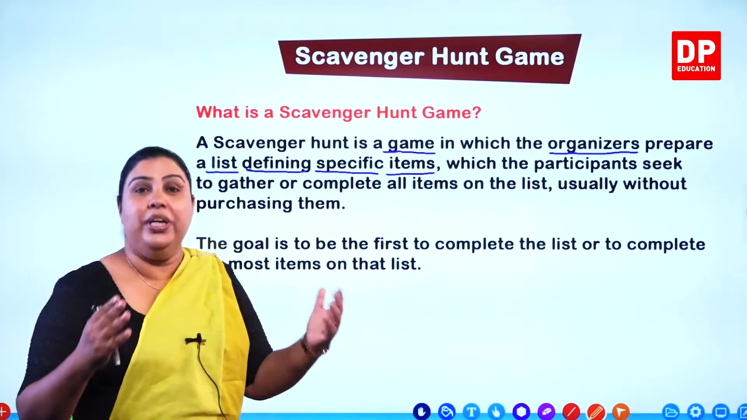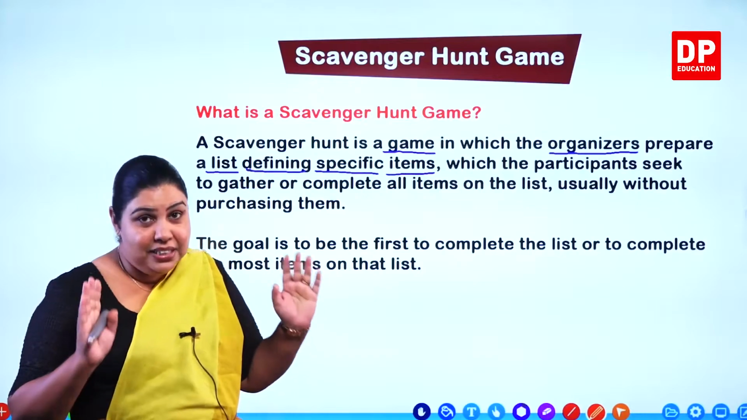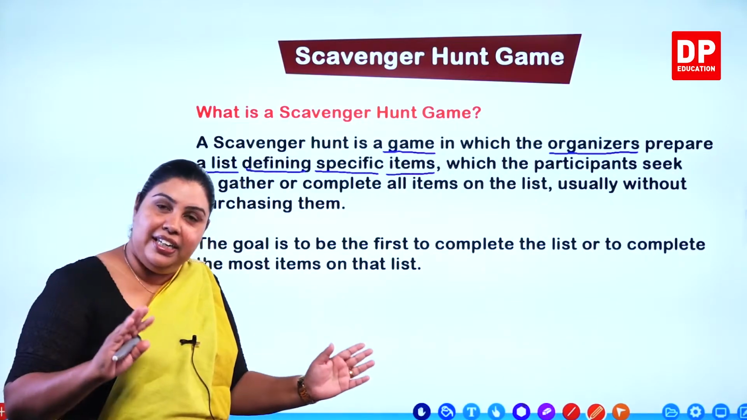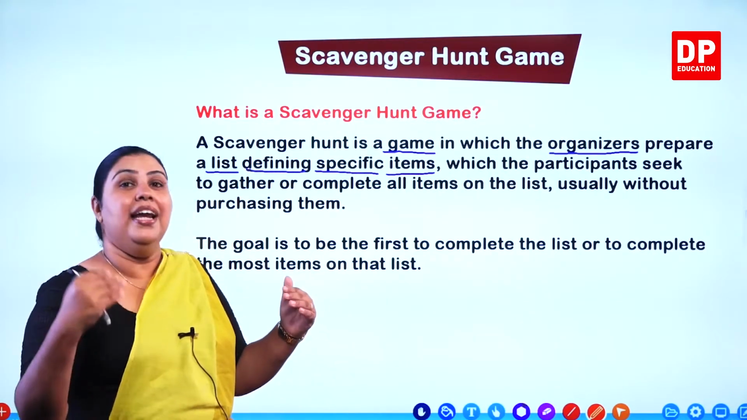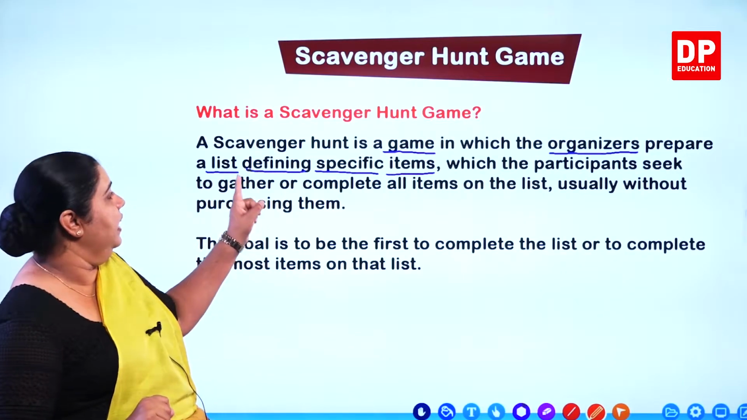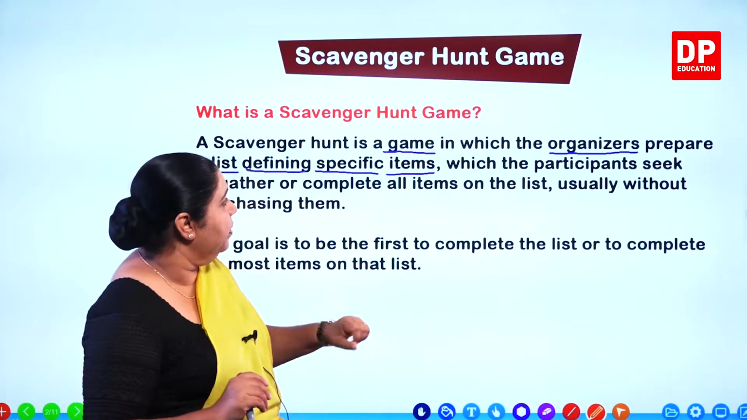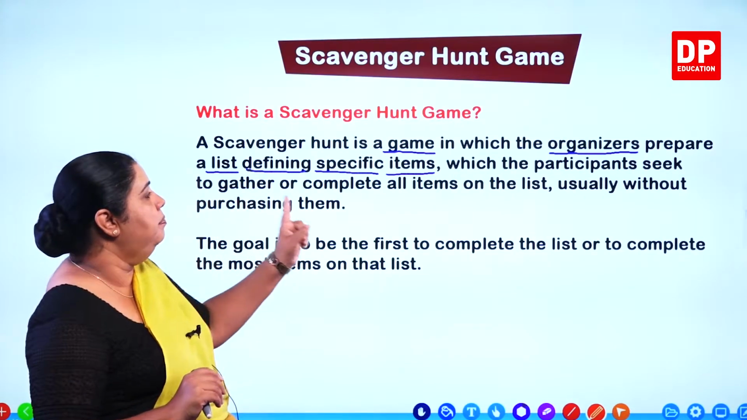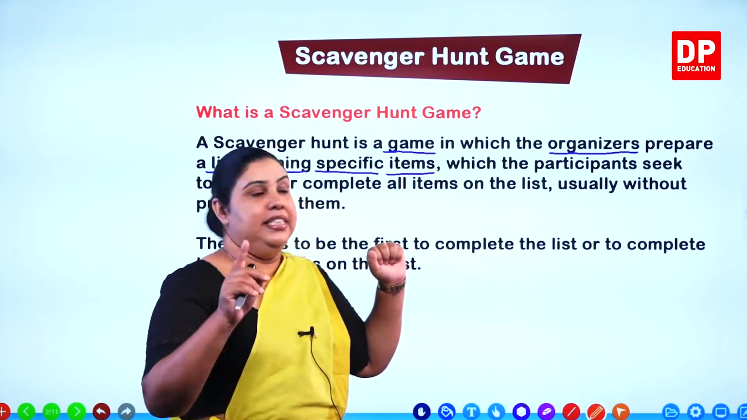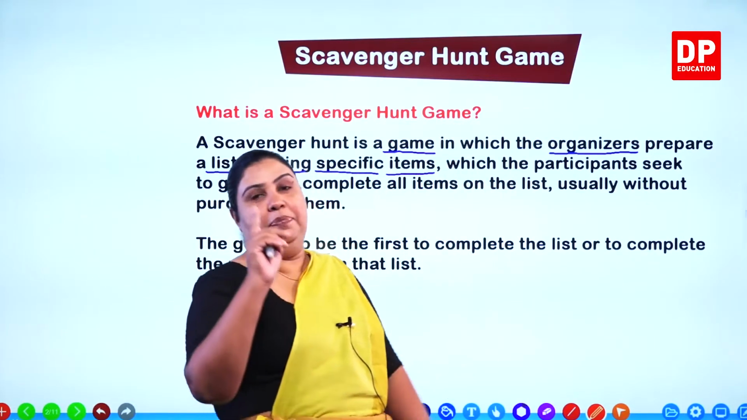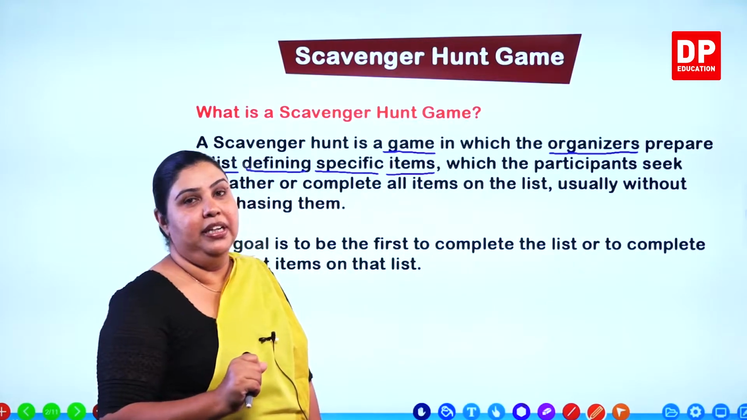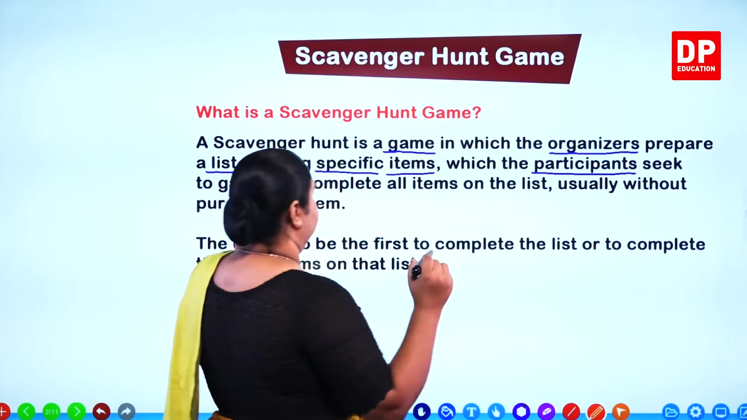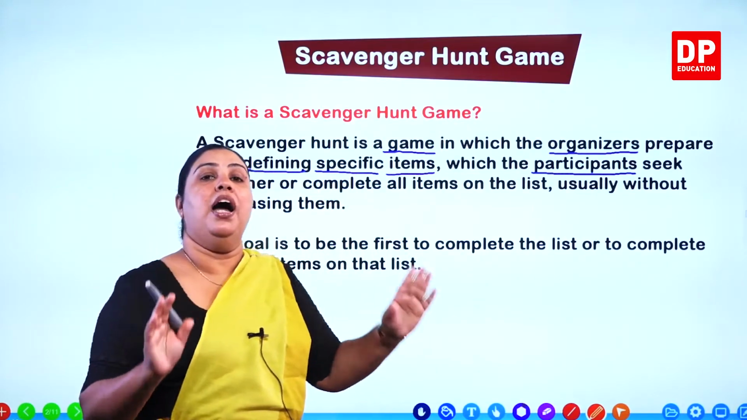Now, when we start doing the game, you will understand very clearly. That is why I want you to listen very carefully. Now, we are in grade 5, no? So, we can understand, and then we have to listen, understand and then we will do it. Okay? So, a list defining specific items which the participants seek to gather or complete all items on the list. Which the participants. Now we have participants. Now the organizers make a list defining specific items for the participants.